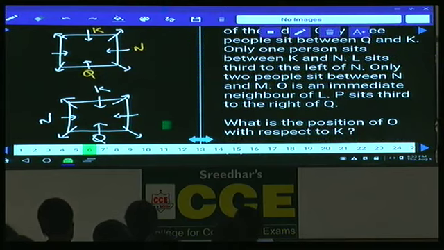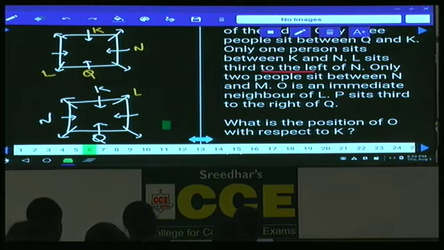L sits third to the left of N. L is seated third to the left of N. N is here, 1, 2, 3, L is here. L sits third to the left of N. And only 2 people between N and M.